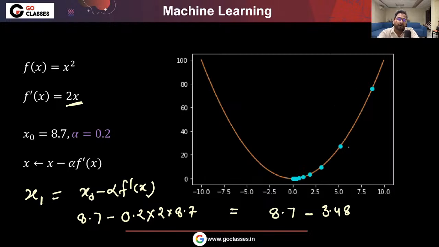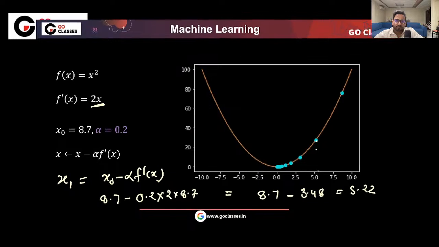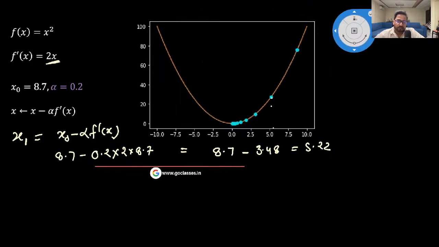Now this particular point is how much? If you do 8.7 minus 3.48, then you will get 5.22. So you are at, now the next point is this 5.22. Now how to update to the next point? Let's just see. How to update to the next point?